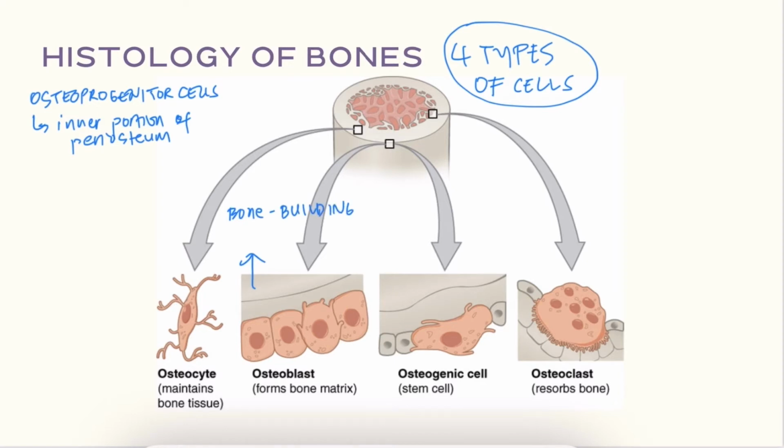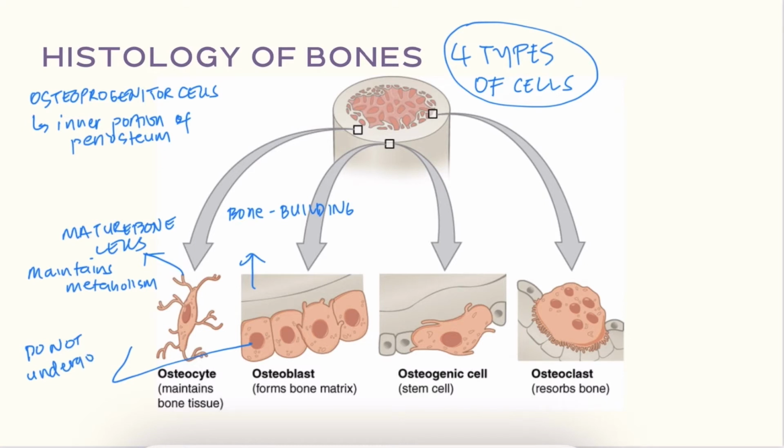And these are our osteoblasts. These are the bone building cells that secrete matrix. They synthesize and secrete collagen fibers to build ECM, and they do not undergo cell division. Next, we have our osteocytes, which are our mature bone cells. They maintain metabolism, and the same as our osteoblasts, they also do not undergo cell division.